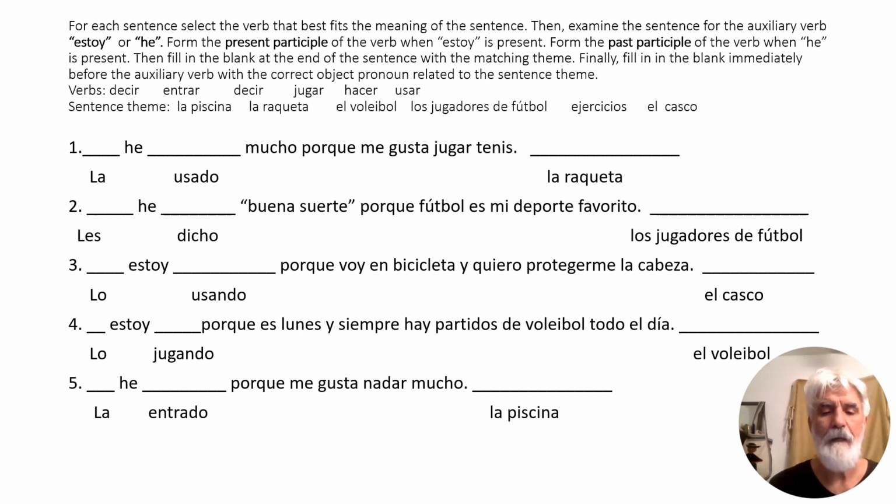And then finally, the direct object here, the thing I'm entering, okay, the theme of the sentence is la piscina. It's feminine and singular. So I want to get rid of it here and sub it out with the object pronoun. And the singular feminine direct object pronoun for it would be la. So la he entrado. I have entered it.